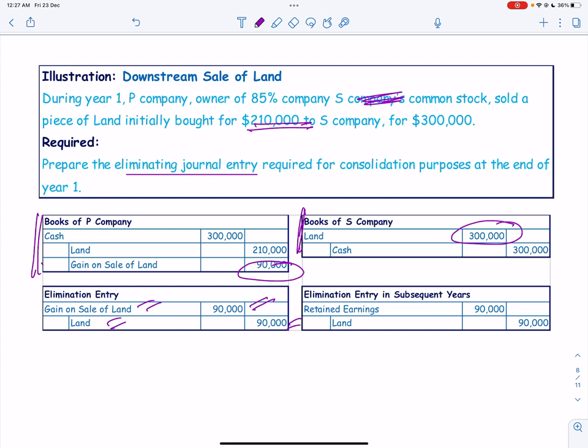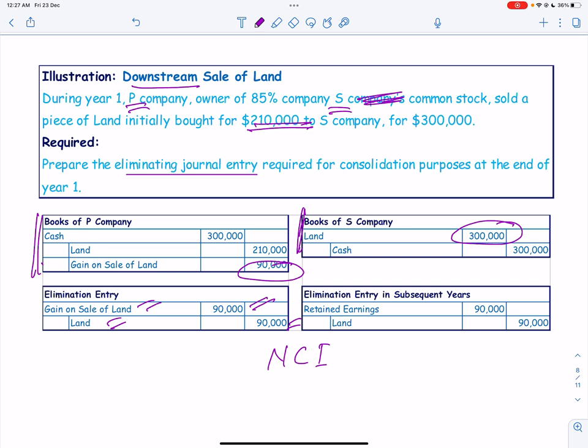Now, this transaction is a downstream transfer of a non-depreciable asset because P is the seller and S is the buyer. This transaction has no impact on non-controlling interest because non-controlling interest arises when the subsidiary sells to the parent and the parent owns less than 100% of the subsidiary.